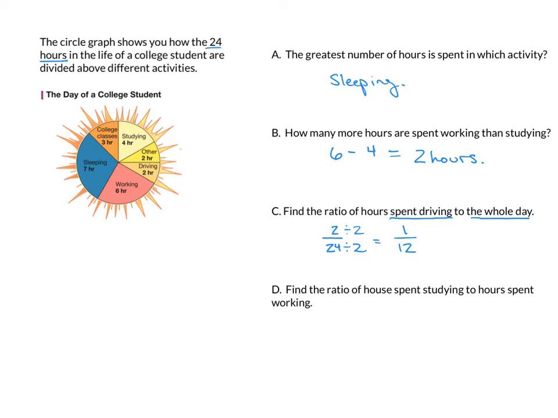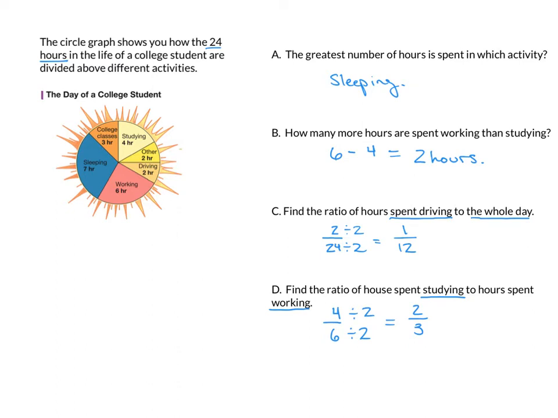Okay, what about the hours spent studying to the hours spent working? So the hours spent studying will be my numerator. We have 4 hours, over the hours spent working. We have 6 hours. And we can go ahead and simplify this. We get a ratio of 2 to 3.